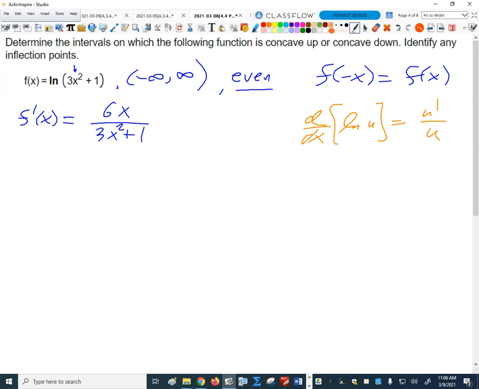All right. Are there any zeros of the first derivative? Yes, x equals 0. Nowhere is the first derivative undefined, though, because the bottom is never 0. So we do have a critical number at x equals 0. Let's take our second derivative.